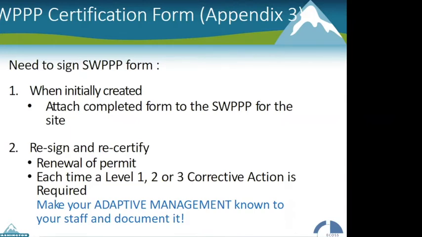So if you make changes to your SOPs or your BMPs, you need to make sure that you document those things in your SWIP, and that your staff, especially your pollution prevention team or your stormwater team, knows about those changes so they can make sure they make the right decisions when they are helping you with your stormwater management.